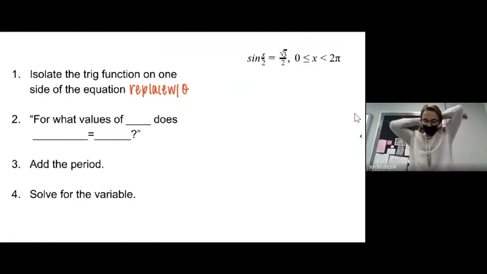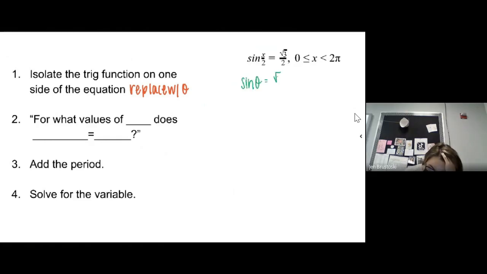Okay, so I have sine of x over 2 equals radical 3 over 2. This is another one where I have to replace that x over 2 with theta. So I'm going to write this out as sine of theta equals radical 3 over 2, where theta is equal to x over 2.